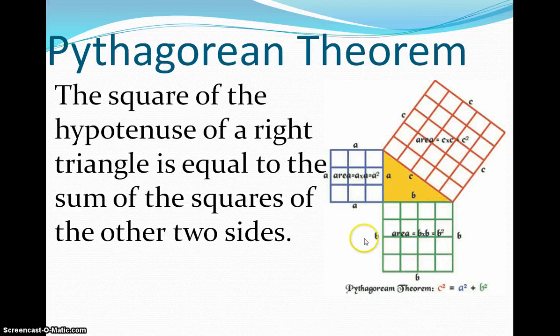Well, taking a look at this graphic here, if we take the square of the hypotenuse, so I take C, the hypotenuse, and multiply it by C, I get this entire area of this red square here. This entire thing is equal to the sum of the squares of the other two sides. So if I take A here on this side and multiply it by A, I get this square here. And if I do B times B, I get this square here.